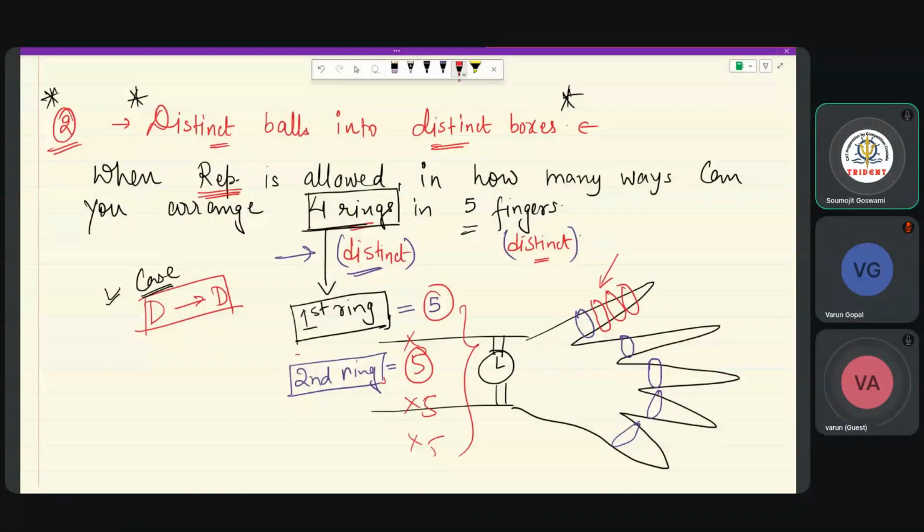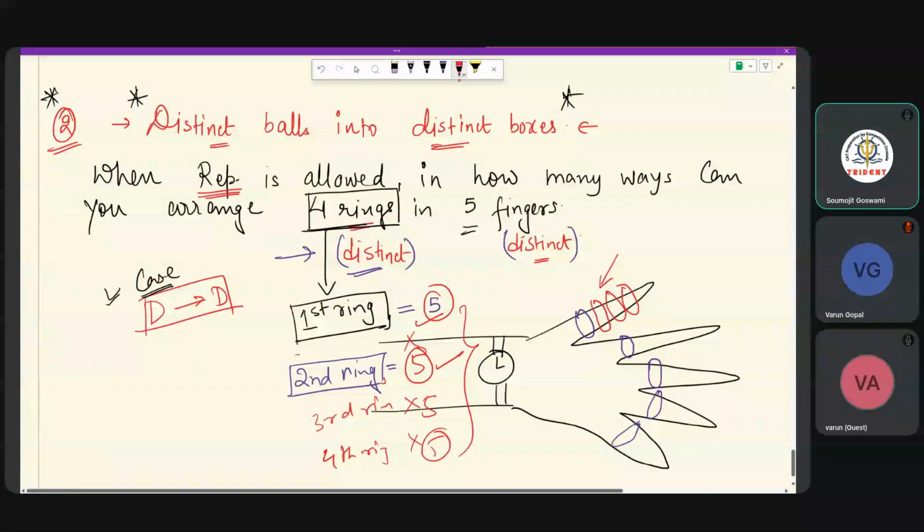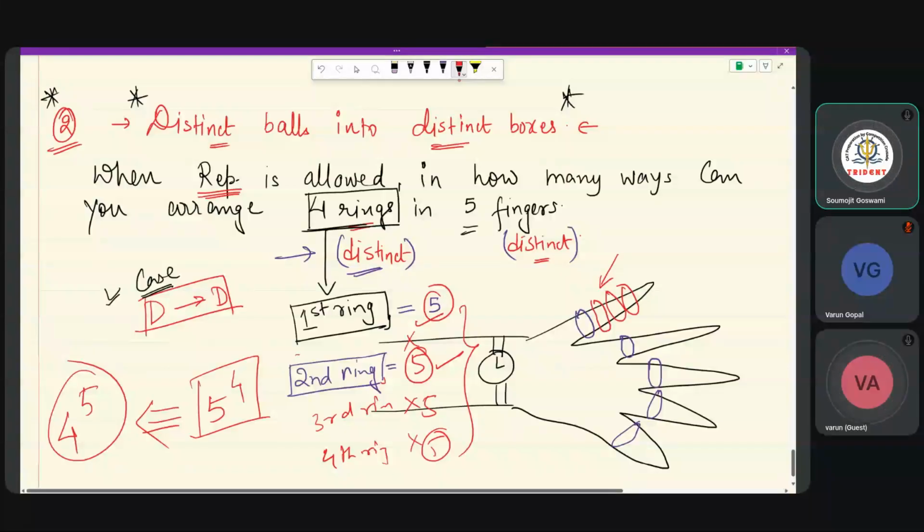So ideally, the first ring has 5 ways, the second ring 5 ways, the third ring 5 ways, as well as the fourth ring 5 ways. Okay, so 5 into 5 into 5 into 5, that is 5 to the power 4. Now, a very clear confusion that some students will have, not my students, is: sir, can it be 4 raised to the power 5, because there are 4 rings and 5 fingers?